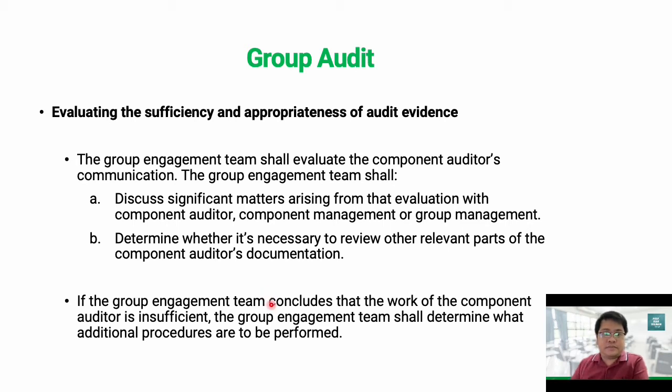Now, if the group engagement team concludes that the work of the component auditor is not sufficient, this is what I was saying about, then the group engagement team shall determine what additional procedures are to be performed, including whether they are to be performed by the group engagement team themselves or by the component auditor. For example, if you are satisfied with the work of the component auditor, but you want the component auditor to perform additional procedures, you can cascade that information to the component auditor. Or if the group engagement team wants to do the procedures themselves, then you have to coordinate with the management of the client.